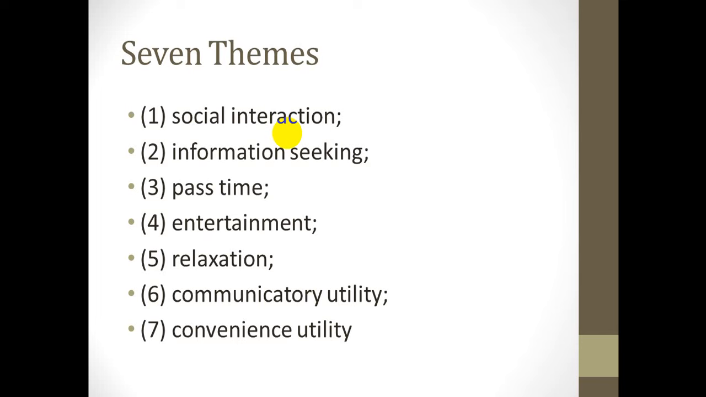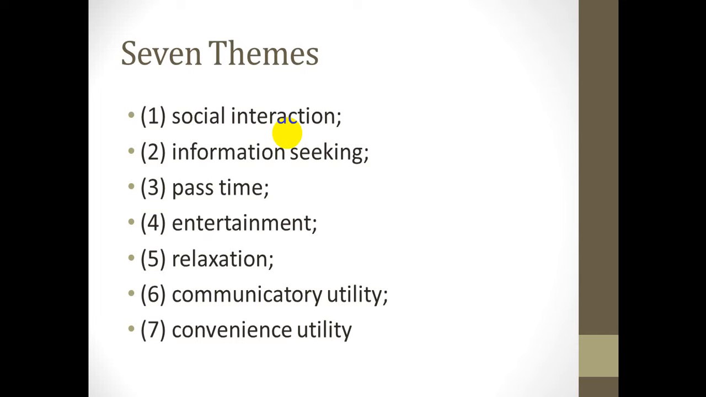Sixth was communicatory utility, which was whether social media provided information for them. So it is sort of related to the second point here. However, communicatory utility deals with if the social media site itself gave the information. Seventh was convenience utility. So this deals with shopping websites and so on, the convenience of shopping on it, or just basically the convenience that the service of the social media was providing for the user.